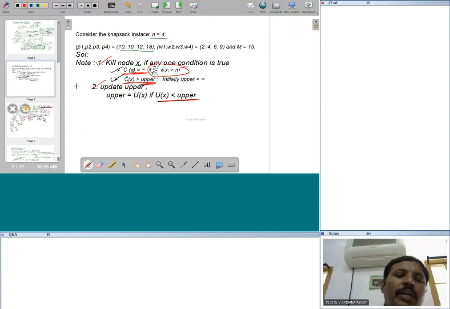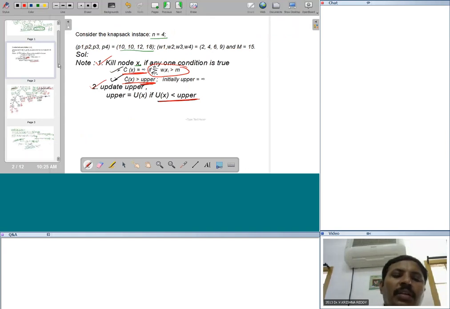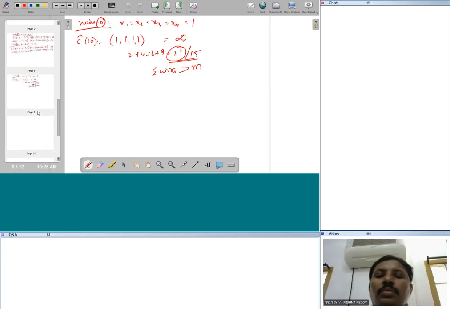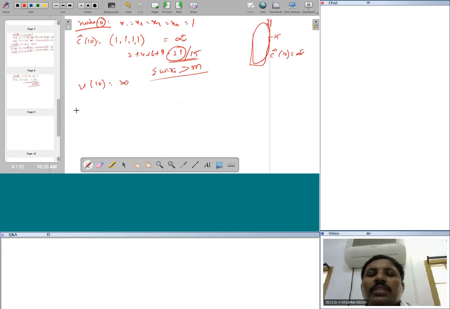When we are calculating, if you are not exceeding the maximum capacity, then only we will calculate the profit value. Here it exceeds the maximum capacity: the capacity of the knapsack is 15, but we have placed 21. All the objects which exceed the maximum capacity, that's why C cap of 10 we are fixing as infinity. So there is no need to calculate the U value also. It is not required because it is a killed node.